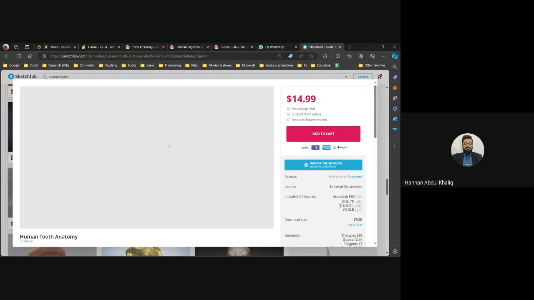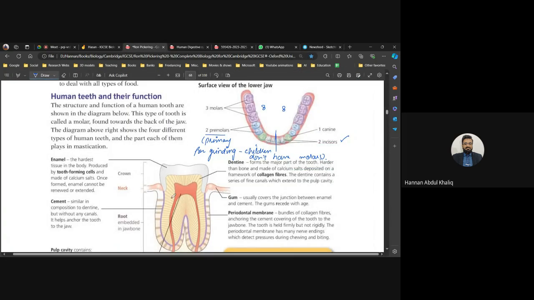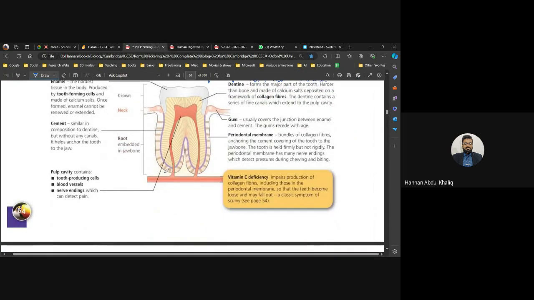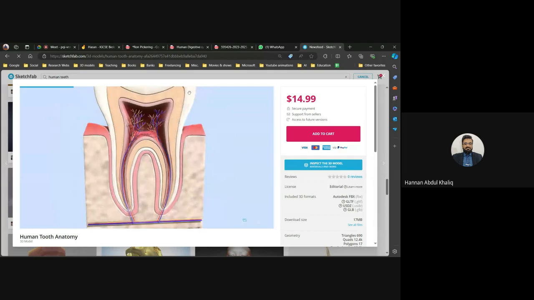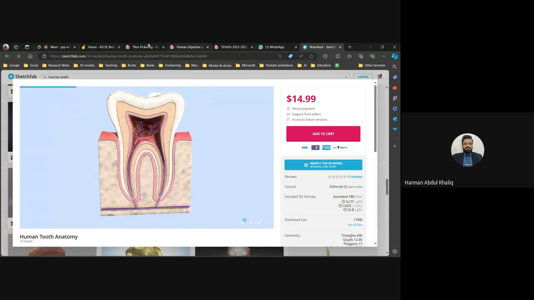Basically, the model you are about to look at, or the picture you are looking at right now, shows sections of the teeth. Sections of the teeth means that this is not the real appearance of the teeth. Instead, this picture represents half of a tooth. So this model does the same. Half of the tooth is here, and you can clearly see different layers.